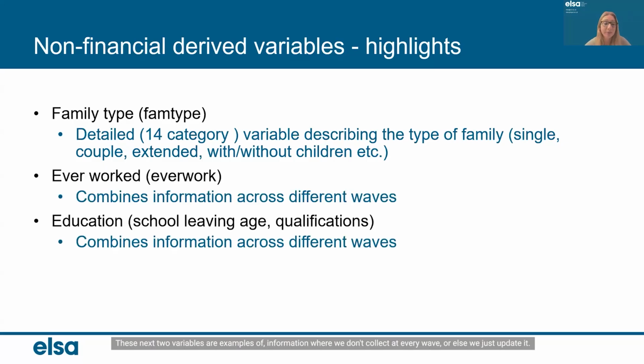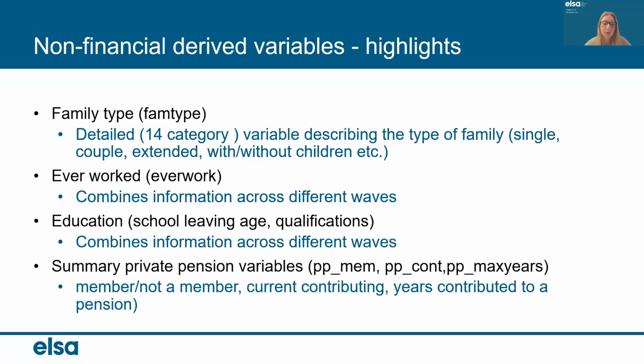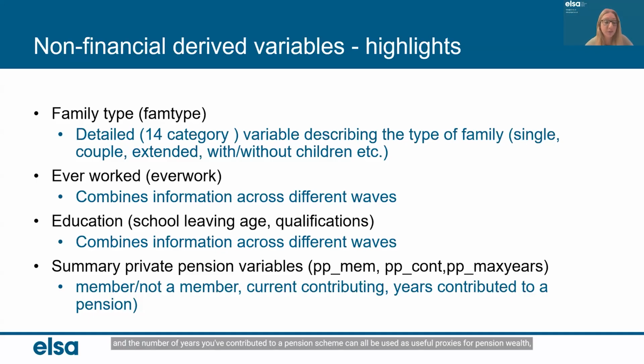These next two variables are examples of information where we don't collect it every wave, or else we just update it. So what we do here is we consolidate all the information from all the previous waves into a clear measure that's valid for everybody. Private pension variables, as I said before, we don't have pension wealth past wave 5 at the moment, and the pension information in ELSA is, like all the rest of the financial information, quite complicated. But these variables that we've created, so whether you're a member or not of a private pension scheme, whether you're currently contributing to one, and the number of years you've contributed to a pension scheme, can all be used as useful proxies for pension wealth. So they're worth a look if you are interested in that.